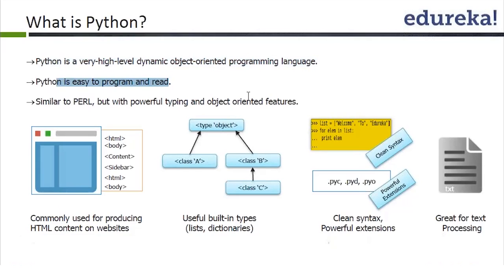Python is easy to program and read. That's what you'll understand. It's extremely easy to understand. Until you go to packages, it's more like an English language. When you go to packages, it becomes a little complicated and you might not be able to understand, but till then, it's more like English. It's similar to Perl, but with powerful typing and object-oriented features. And it's commonly used for producing HTML contents of websites.